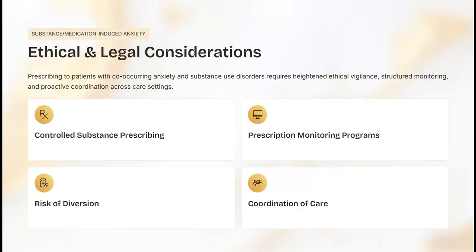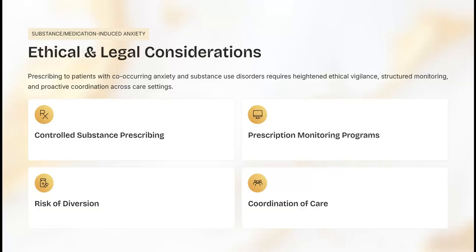Controlled substance prescribing for these patients, you have to document and then have a risk-benefit analysis. What's your treatment goals and what's your monitoring plan? Using the prescription monitoring programs, that is excellent. You have to check that before you prescribe any controlled meds. That is a standard of care requirement. So you have to check these prescription monitoring programs.